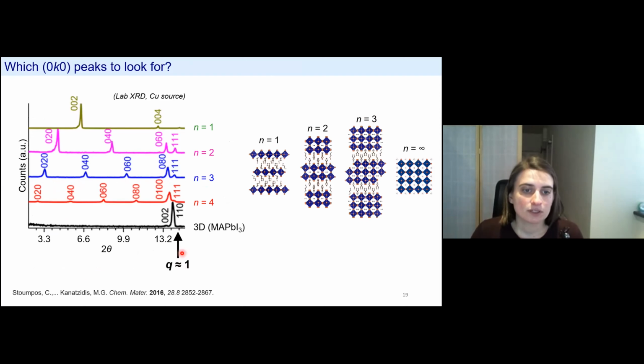I will point out that there are a lot of peaks that these phases share, and some of them are shared with 3D phases as well. So if you see a peak that could be a 2D phase, it's good to check that it's not shared with other 2D phases or 3D phases.